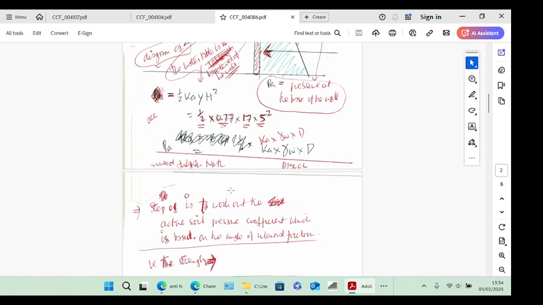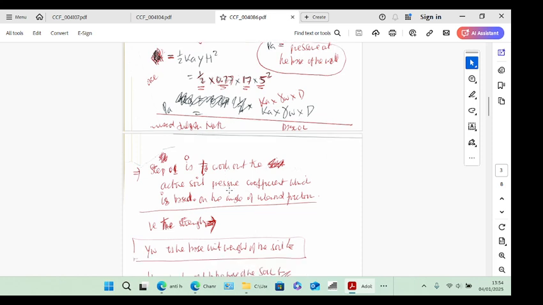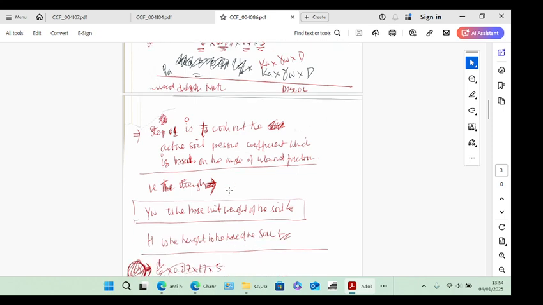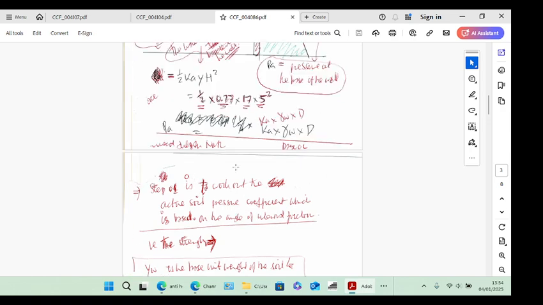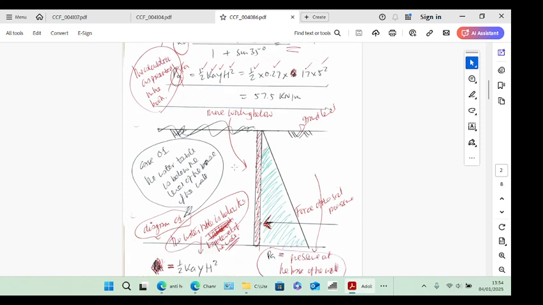So step 01 is to work out the active soil pressure coefficient, which is based on the angle of internal friction, i.e. the strength. So that Ka is 1 minus sine 35 divided by 1 plus sine 35.